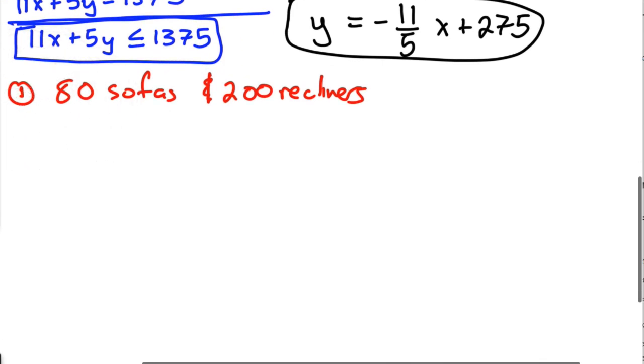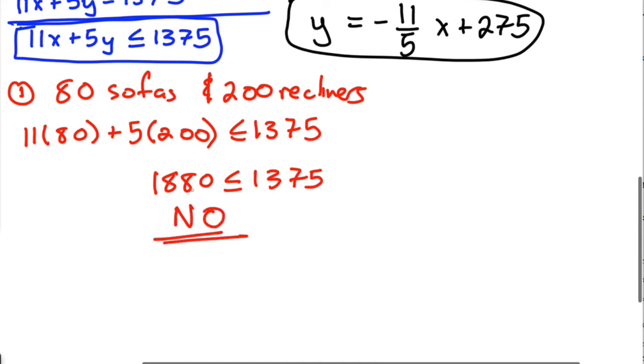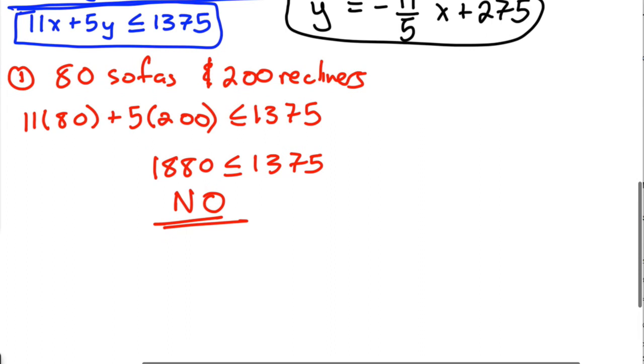So we have 11 times 80 sofas plus 5 times 200. And the question is, is that less than or equal to 1,375? If I multiply and add these, I end up with 1,880. Now, is that true? Well, no, right? This is not true. So that means that I cannot ship that many sofas and recliners. I would have to ship less of one of them, at least.